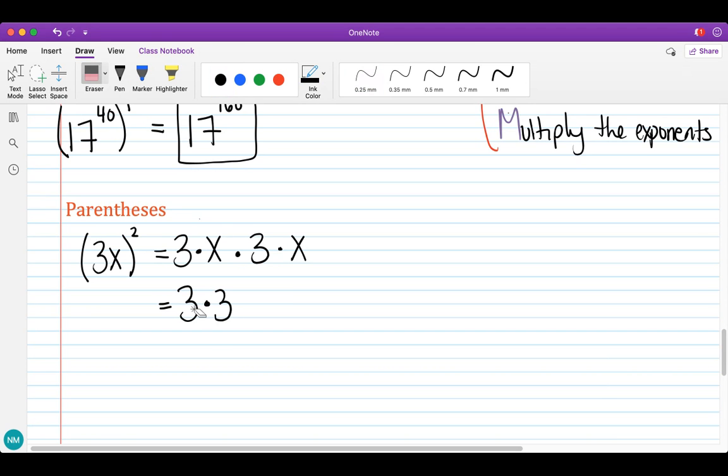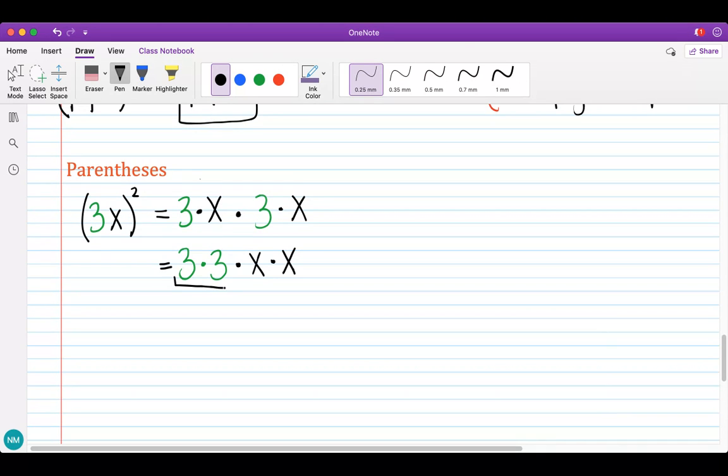times 3, right? Actually, let's color code this a little bit. I'm going to make my 3's green. So I have 3 times x and 3 times x. I'll keep the x black. So I'm going to change this to 3 times 3, I'm just changing the order, times x times x.